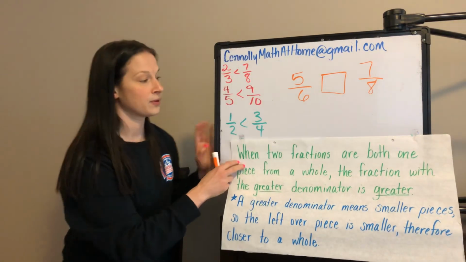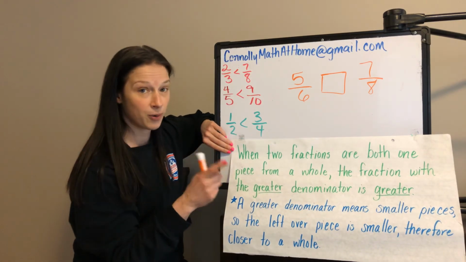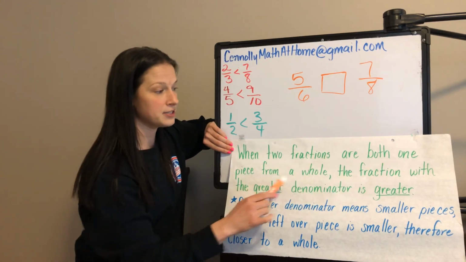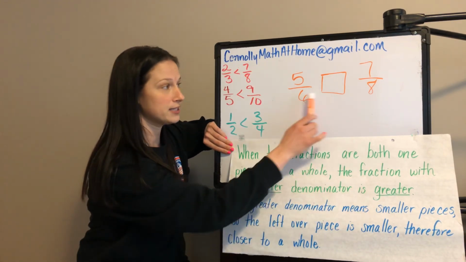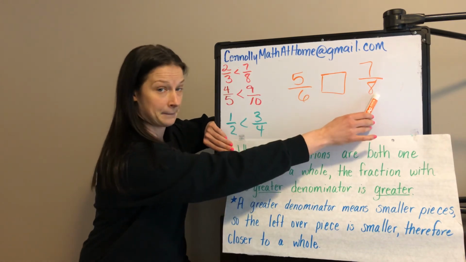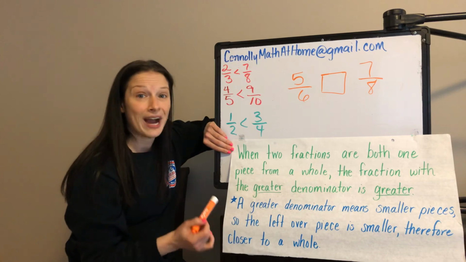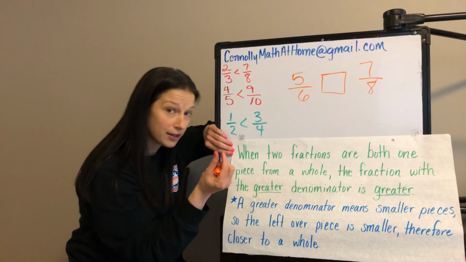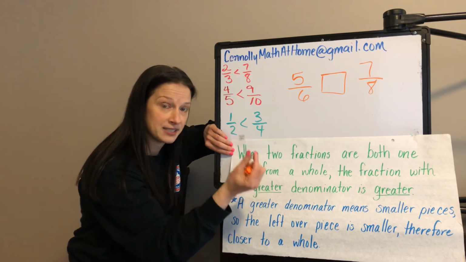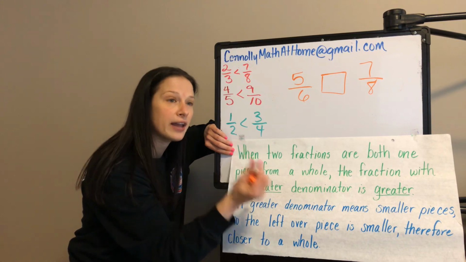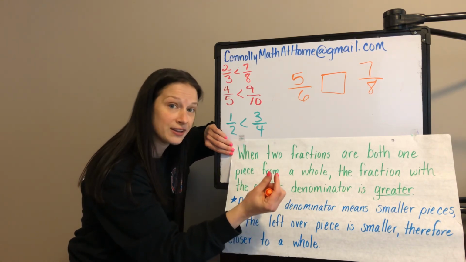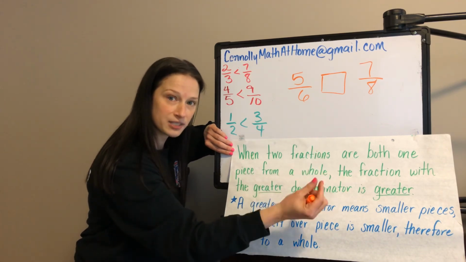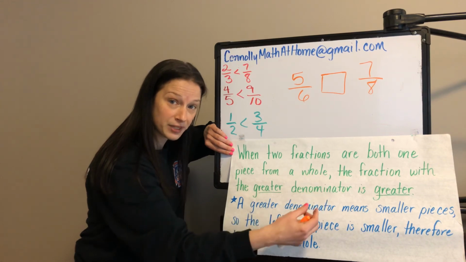All right, so when two fractions are both one piece from a whole, the fraction with the greater denominator is greater. So which one of these has a greater denominator? 7/8. And why is this true? Since 7/8 has a greater denominator, that means the pieces are smaller, which means the last piece, that 1/8 that's left over to make 8/8, is smaller, therefore it's closer to a whole. Because that little piece left over, that white space, is smaller. We're thinking about that leftover piece.